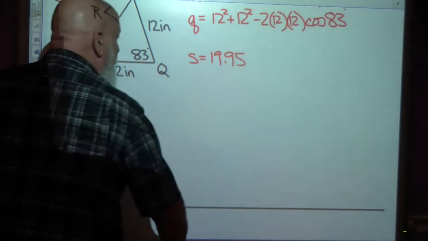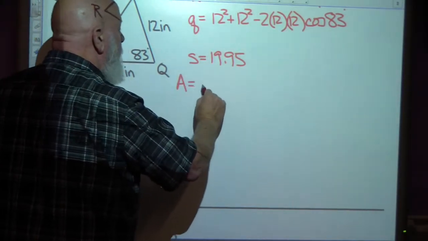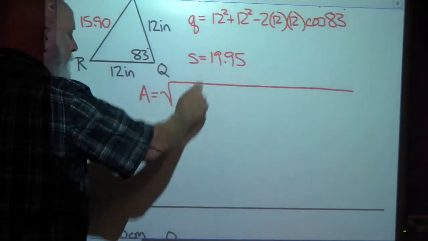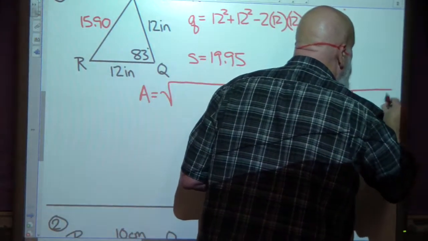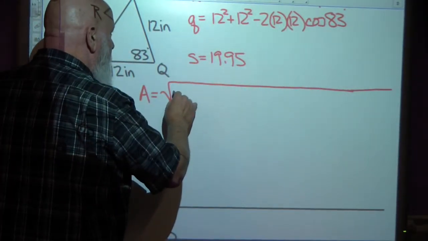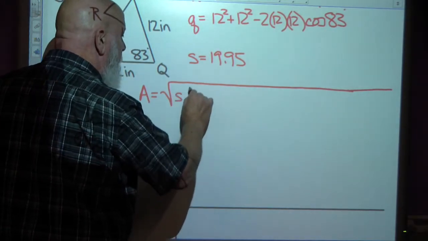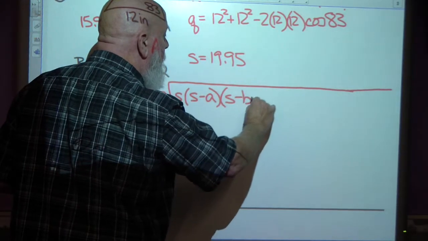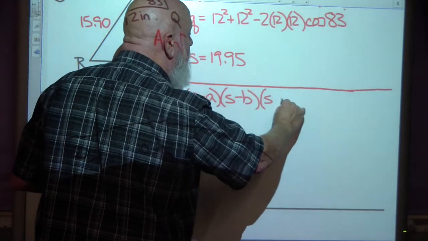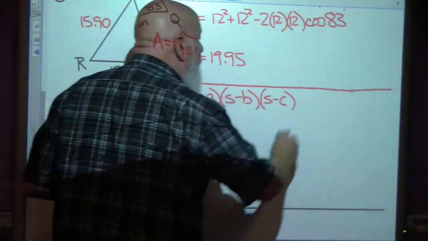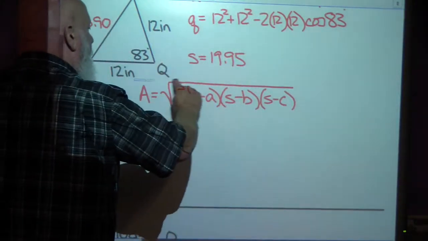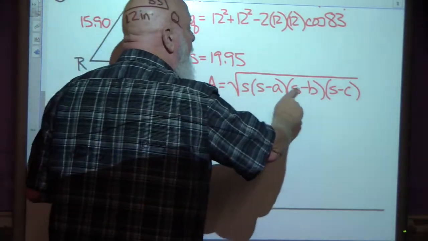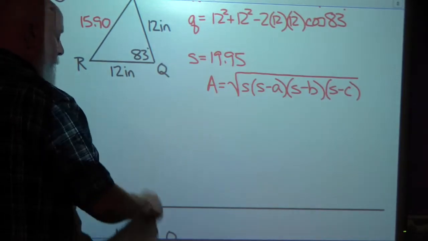So here we go. The area is, probably ought to give myself a little bit more room than that. So we got S. I guess I should write that down for you guys. S times S minus A, that's one of the sides. S minus B, S minus C. This is what I'm going to be doing. Where S is half of the perimeter that I just found, and A, B, and C will be the length of these 3 sides. So here we go.